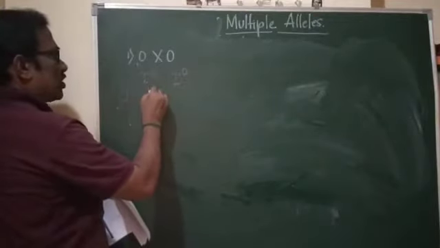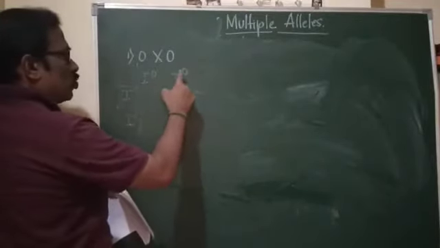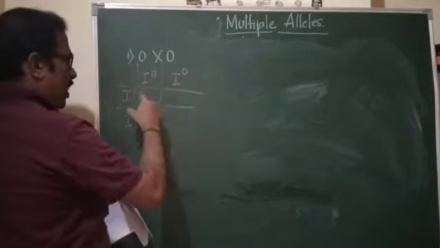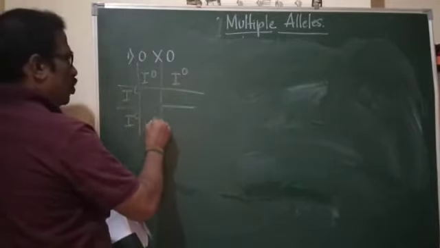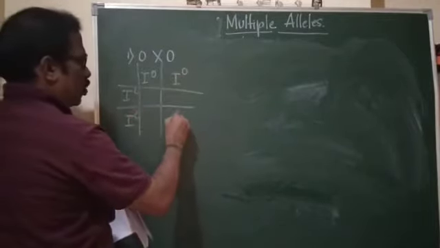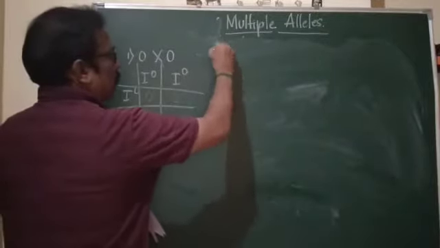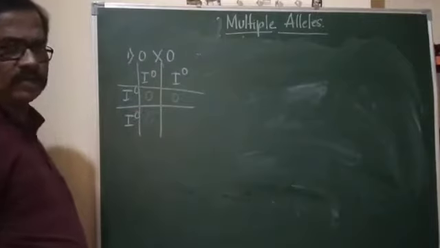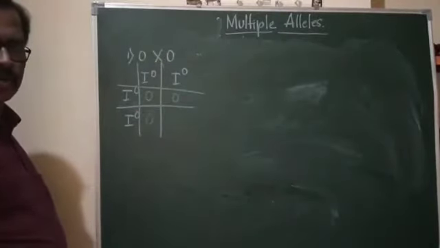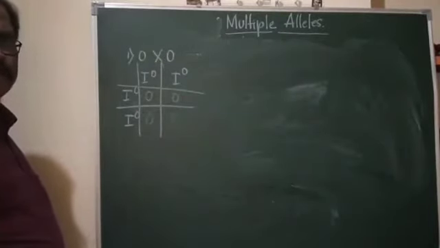I raised to O with I raised to O, it is O. Every combination gives I raised to O with I raised to O, which is O. So the children's blood group must be O only.